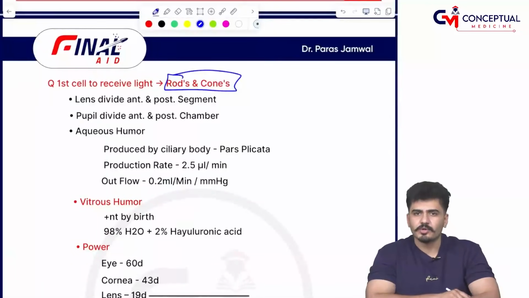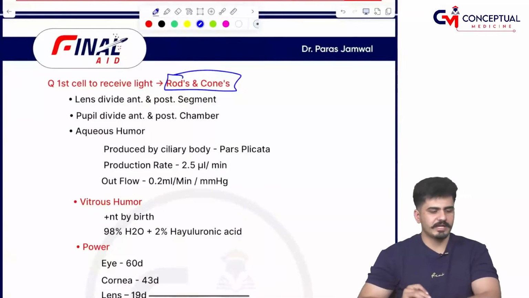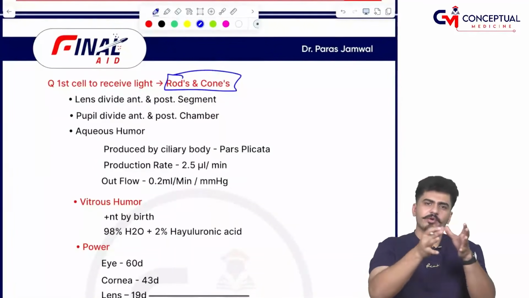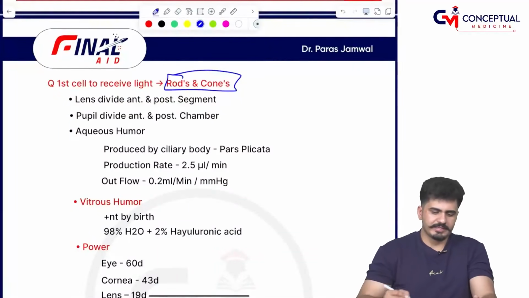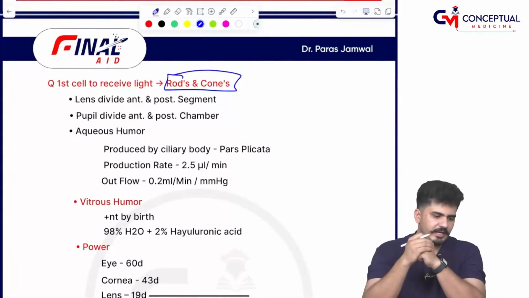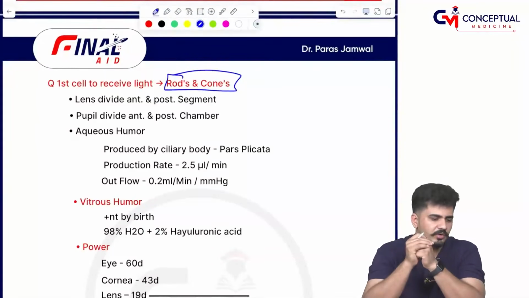And my another question is, which is most sensitive to light? Your answer should be in the chat box right now, sir. If I ask you most sensitive to light, then your answer should be different. First to receive is rods and cones, and most sensitive to light is the fovea.